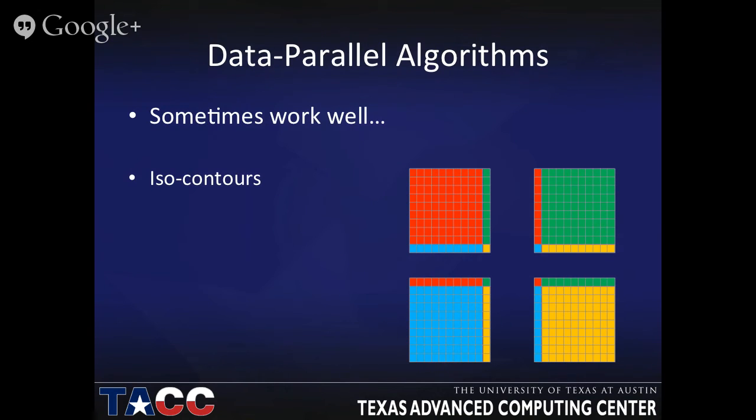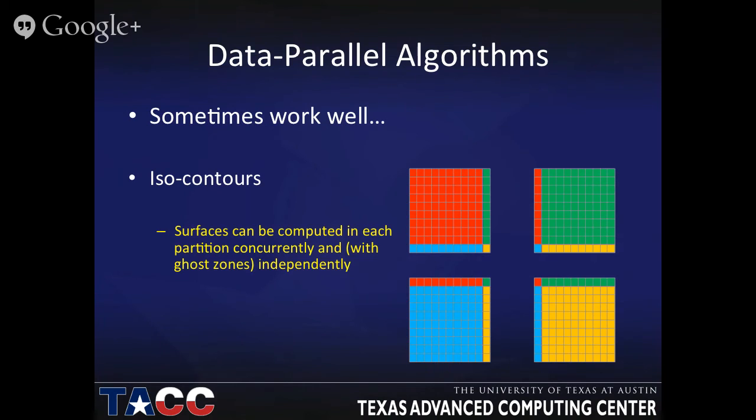Now, sometimes these data parallel algorithms work really, really well, because a lot of the algorithms that we perform are very local. One such algorithm is isocontours. Two-dimensional isocontours, we discussed this earlier, two-dimensional isosurfaces, or contour lines. I can compute contour lines in each one of these partitions completely independently, right?